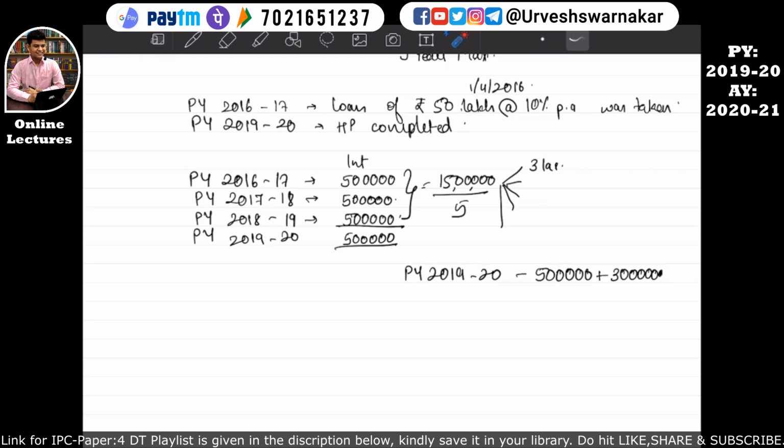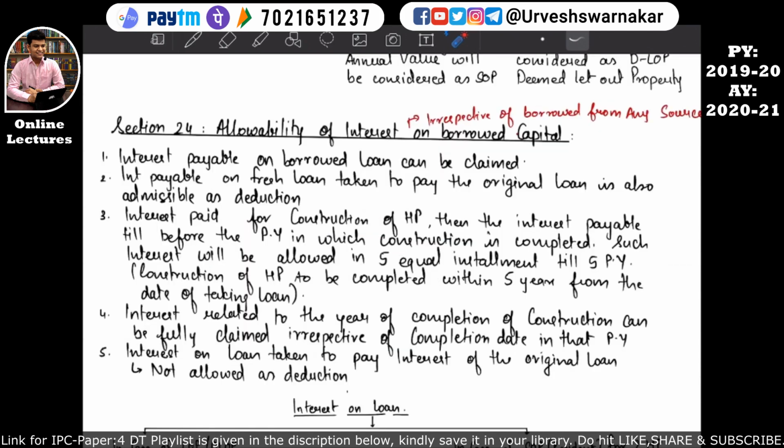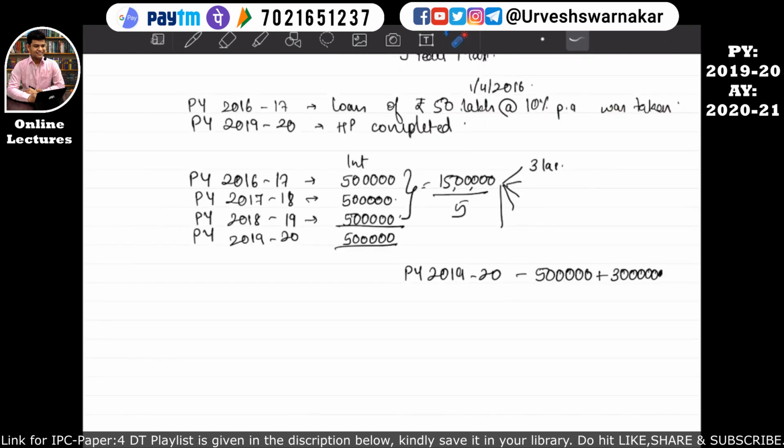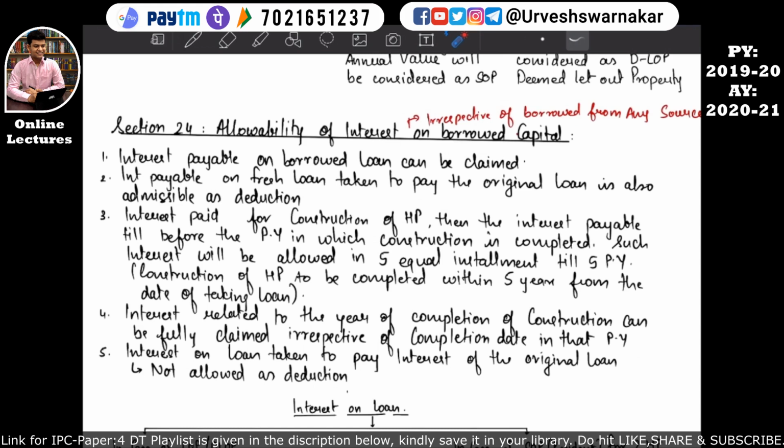Okay, such interest will be allowed in the upcoming 5 previous years, but in the previous year in which the construction gets completed, the entire amount of the interest will be allowed in the previous year 19-20 only. So that is what this point is saying. Interest related to the year of completion of the construction can be fully claimed irrespective of the completion date in that previous year. So for example, if the construction gets completed on 30th March 2020, it will be considered as the house property got constructed in the previous year 19-20 only. So earlier previous years' interest will be clubbed, and this interest of 5 lakh will be entirely allowed as deduction in the previous year 19-20 only. I hope this is quite clear to you all.